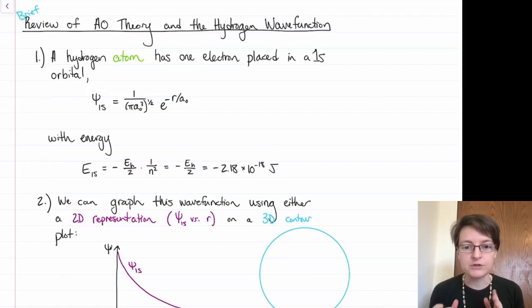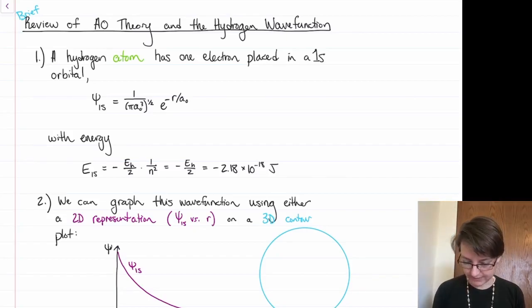All right, review item number 1. Remember that a hydrogen atom has 1 electron placed in a 1s orbital. And furthermore, because we solved the Schrodinger equation, we know what the wave function for that 1s orbital looks like. It's a couple of constants times a decaying exponential, where, if you remember, a0 represents a Bohr unit of length.